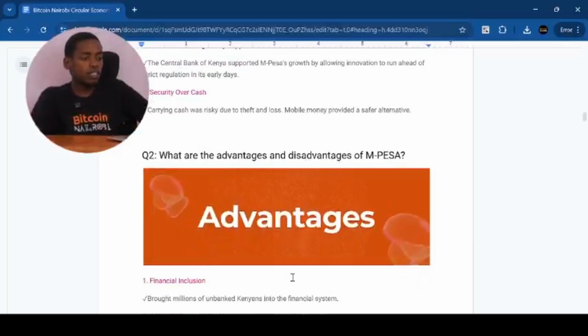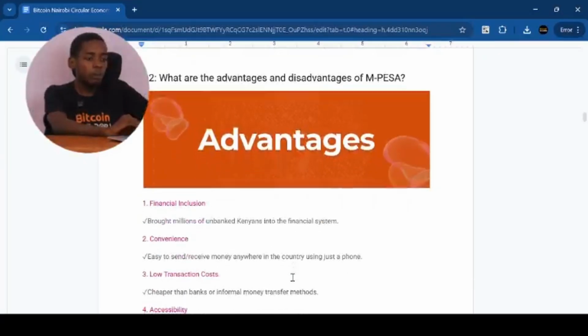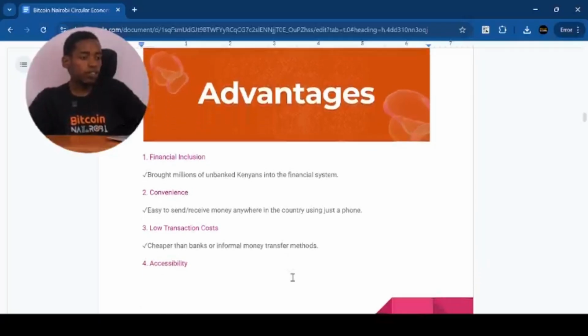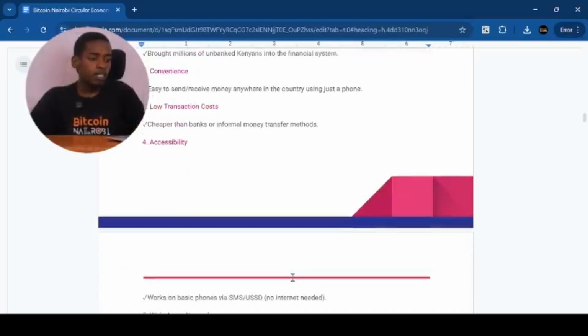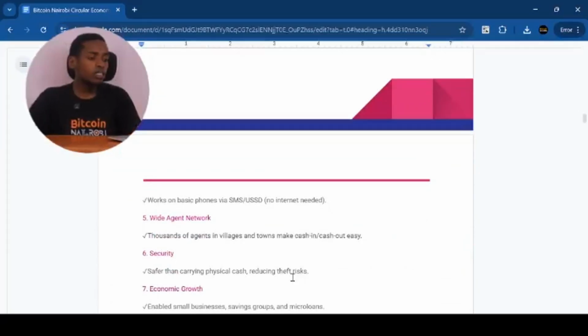So what are the advantages and disadvantages of M-PESA? We'll start with the advantages first. Number one, financial inclusion. It brought millions of unbanked Kenyans into the financial system. It was very convenient. It was easy to send or receive money anywhere in Kenya using just a phone. It was cheaper than banks or informal money transfer methods. Also it worked on basic phones, through SMS or USSD, so there was no need for internet access.